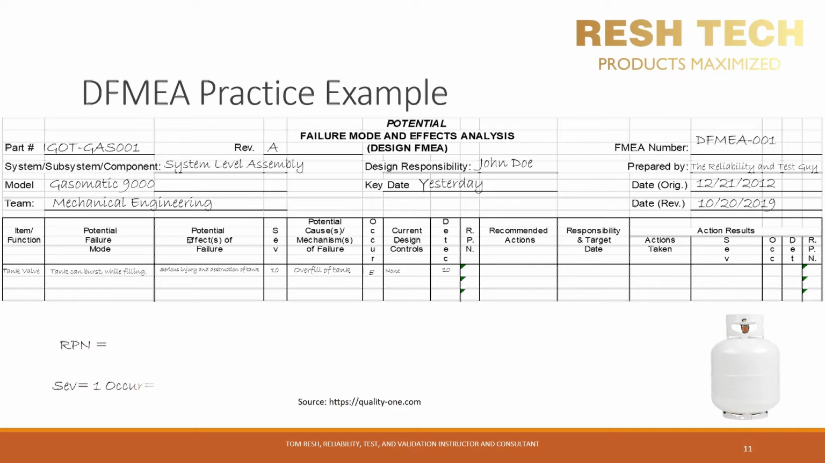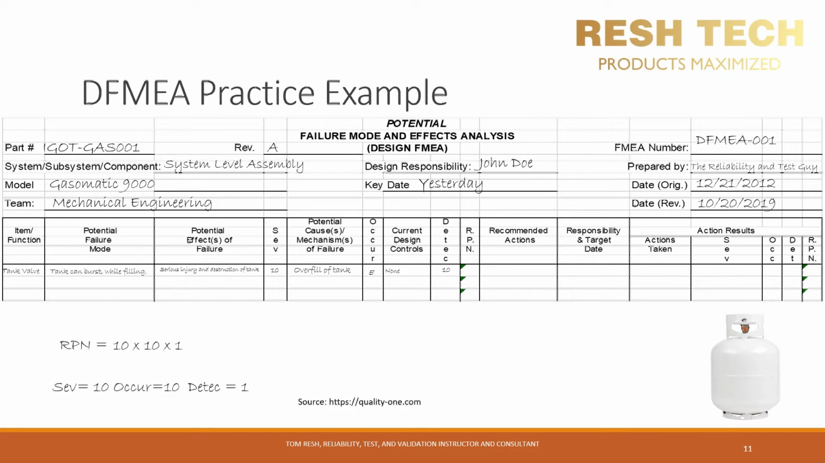Let's say we have a failure mode that has a severity of 1, an occurrence of 10, and a detection of 10. Let's go ahead and plug these values into our RPN equation. Let's go ahead and solve. And this gives us an RPN of 100. Okay, cool. Well, hold on a second. Let's say we have a severity of 10, and an occurrence of 10, and a detection of 1.